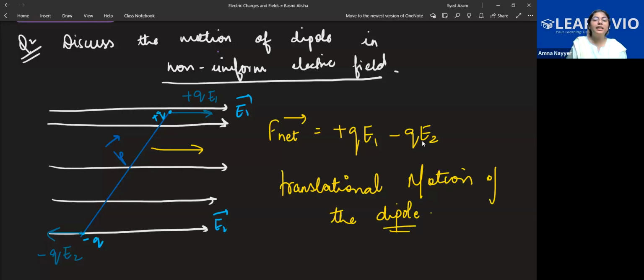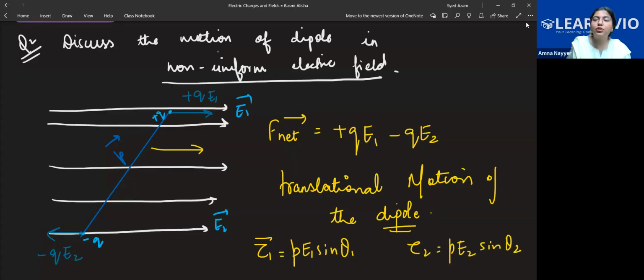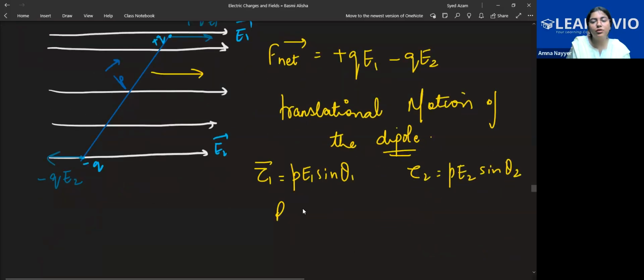It won't be like your previous case, because that time the net force was 0, so it was in complete equilibrium. And for torque also, you will calculate. First torque will become PE1 sine theta 1, second torque will be PE2 sine theta 2. So rotational motion will also be there, not only translational motion.